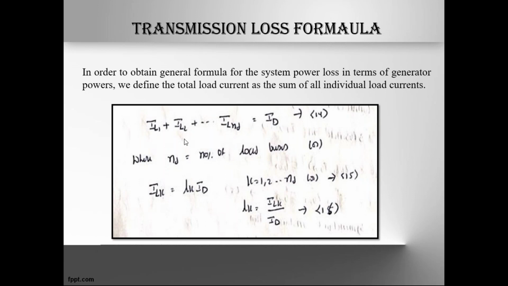Now this equation and equation 14 should be equal to each other proportionally. They become equal when we multiply with a proportional constant that is given by L_K, and L_K is called the load proportional constant. Based on this value only, the sum of the different load currents becomes equal to the total load current. Okay? How we calculate it comes here: L_K is equal to I_LK divided by I_D, and it is represented as equation 16.